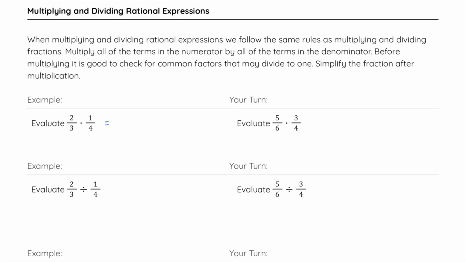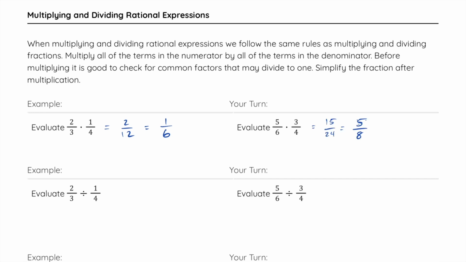So this would end up being 2 over 12. And we should always simplify fractions as much as possible. So we end up with 1 over 6 in this case. So pause the video and try the one next to it. And so that one simplifies to 5 over 8.